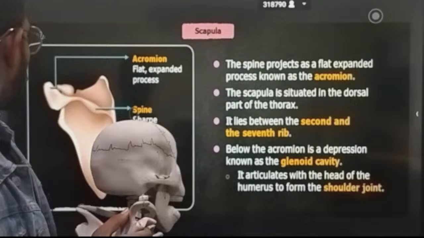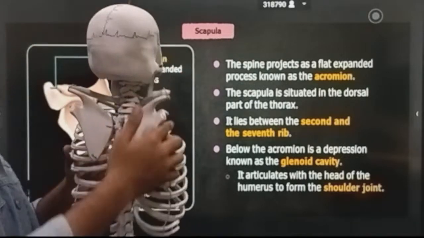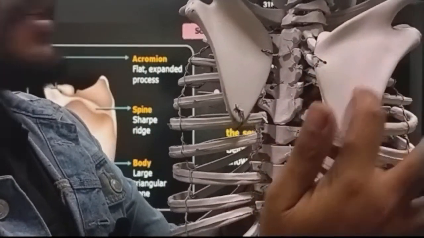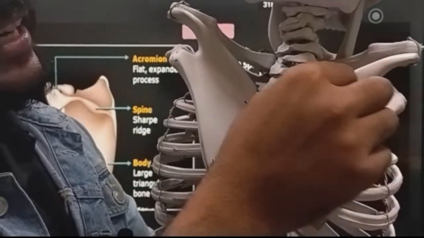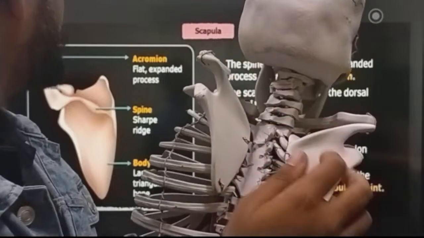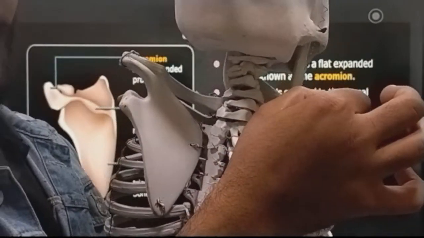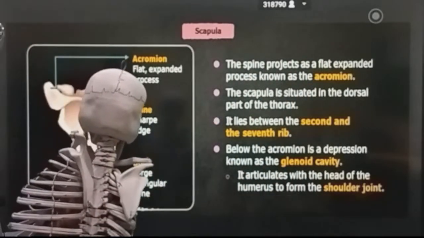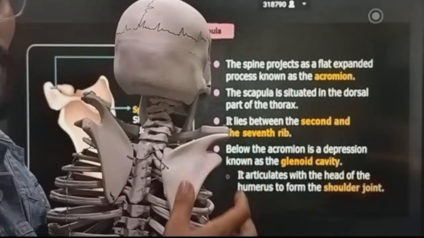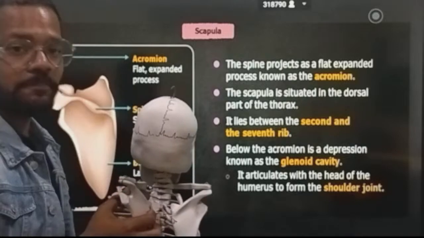Now the parts of the scapula: acromion process, spine and body. This part is the body. Next one is the spine, the elevated part. And then you have the acromion; this part of the scapula is called the acromion. The acromion is a flat expanded process, the spine is a sharp ridge, and the large triangular bone is the body. The spine projects as a flat expanded process known as the acromion process.